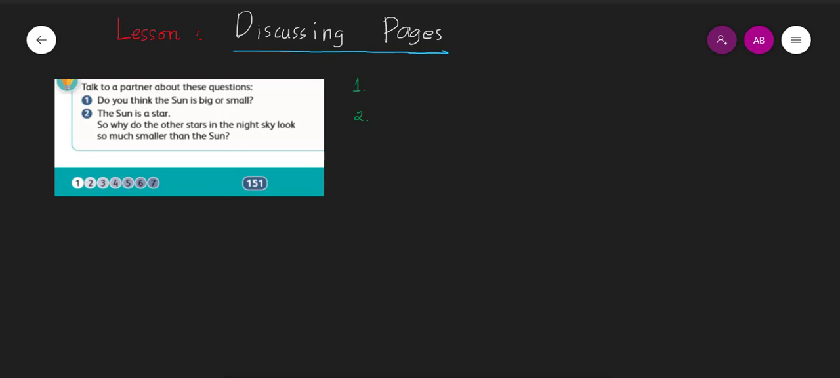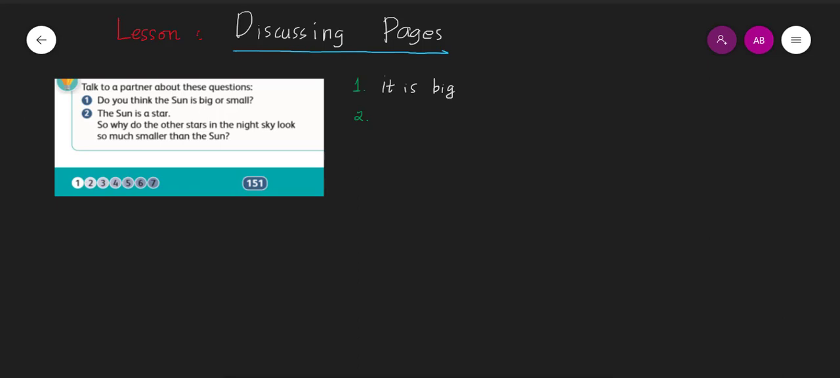Okay, kids, let's continue our lesson for today. Again, it is about discussing pages. The first question: do you think the sun is big or small, everyone? If you want to ask me what page this is, you can look here. It's page 151. Okay, don't ask me again. Do you think the sun is big or small? Of course, it's big. It's bigger than us, right?